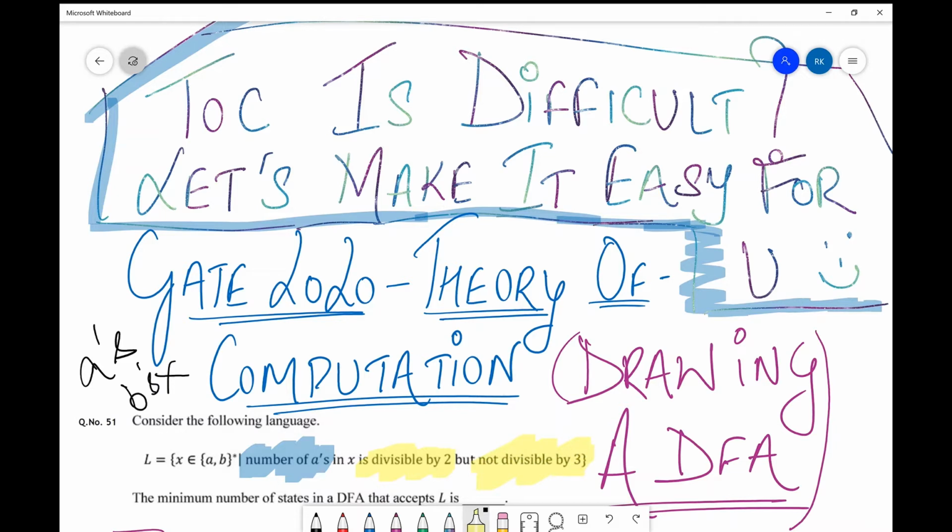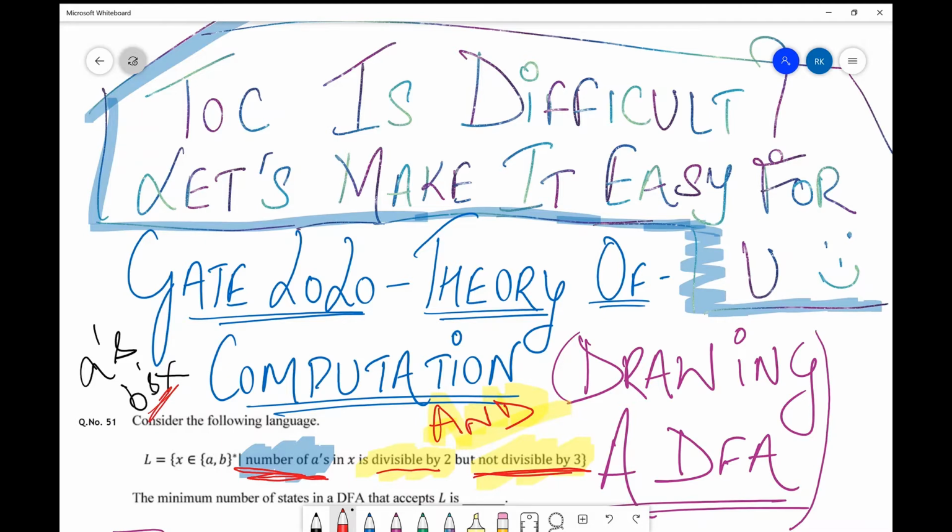Now, when it says it should be divisible by 2 but not divisible by 3, automatically the clause it is inserting between these two conditions is "and". Now this is very important. How it is important, we'll see shortly when we solve this question. So three important things you need to mark in the question right away when you're reading it. First, it is concerned only about the number of A's. It is not concerned about B's. Next, it should be divisible by 2, and it should not be divisible by 3.